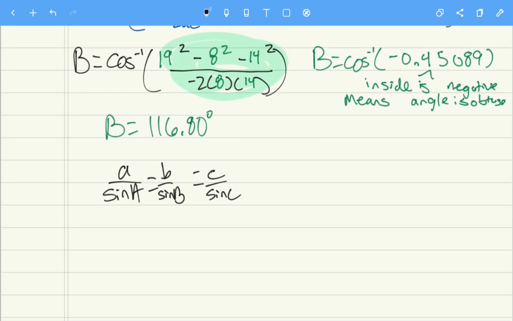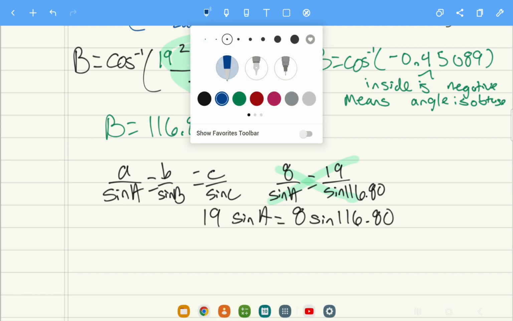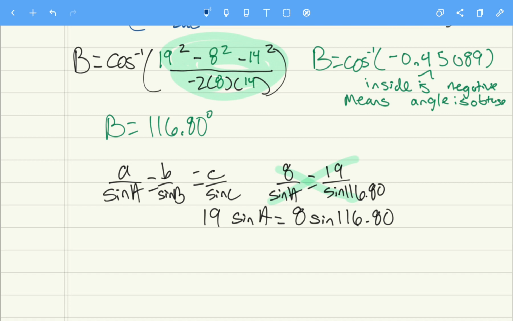So side A is 8. So 8 over sine A equals side B, which is 19, over sine of angle B, which we just figured out is 116.8. Going to cross multiply. Okay. At this point, we have 19 times sine A equals 8 times sine 116.8. Going to divide both sides by 19.